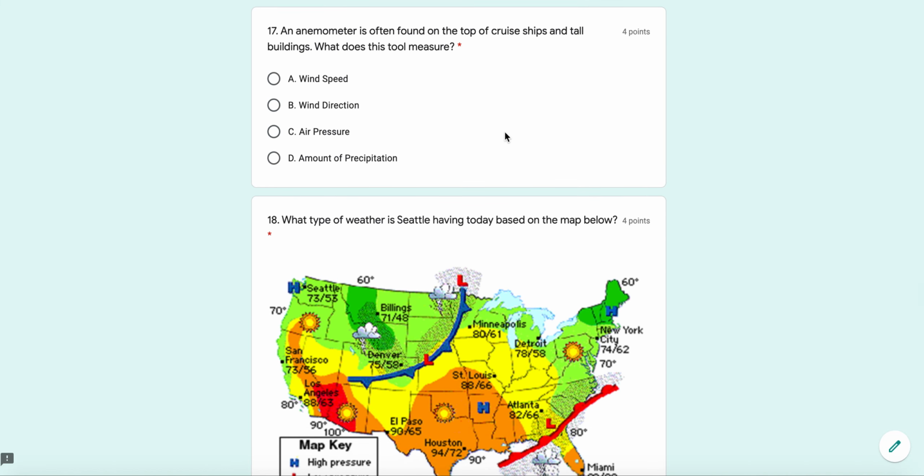Number 17, an anemometer is often found on the top of cruise ships and tall buildings. What does this tool measure? A, wind speed. B, wind direction. C, air pressure. D, the amount of precipitation.